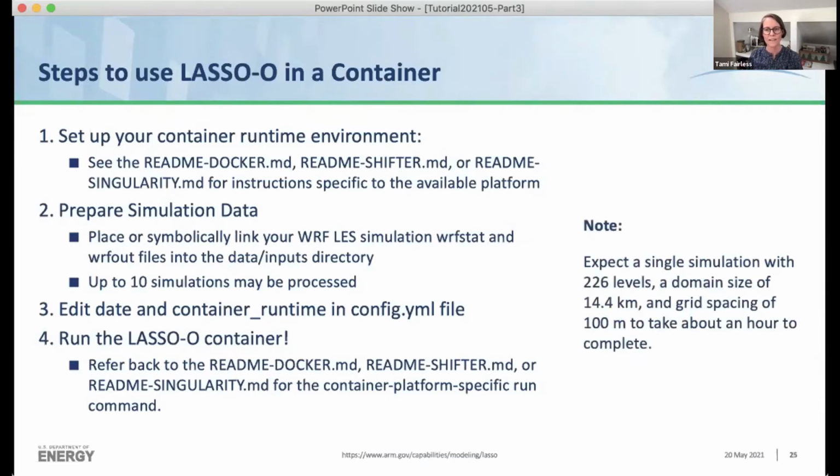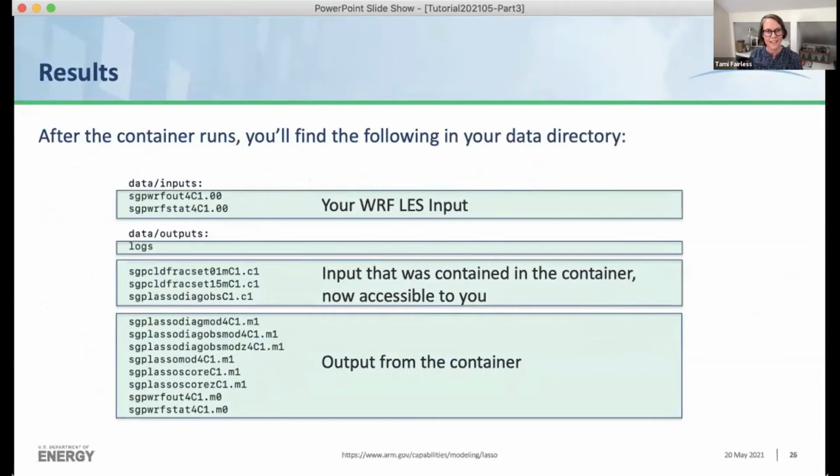So you'll find that for a single simulation with 226 levels, a domain size of 14.4 kilometers, and a grid spacing of 100 meters, it takes about an hour to run. And after your container runs, you'll find the following in your data directory. So if you look here, we have data inputs. This was the input. Just the two here, we're just doing one simulation. We've picked number 4 to call, simulation ID number 4.